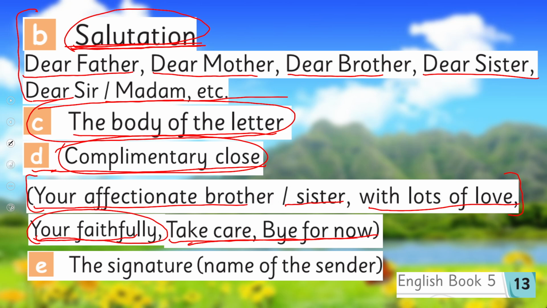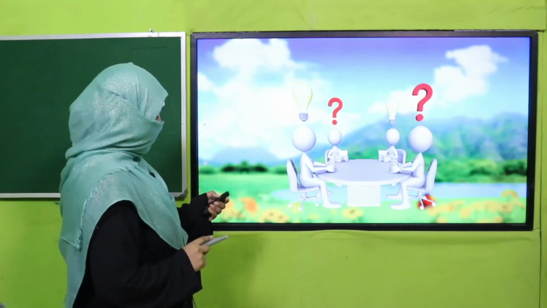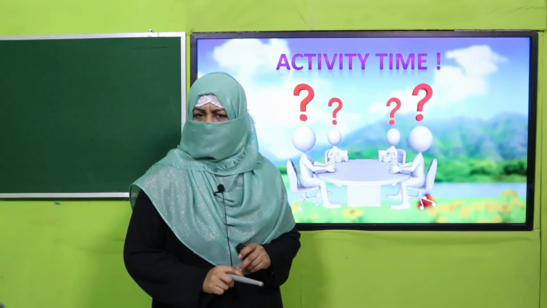And after your complimentary close, you will sign the letter or you will write your name, signature and name of the sender. So these are the parts of a letter which are given here, and here I'm going to arrange an activity for you.